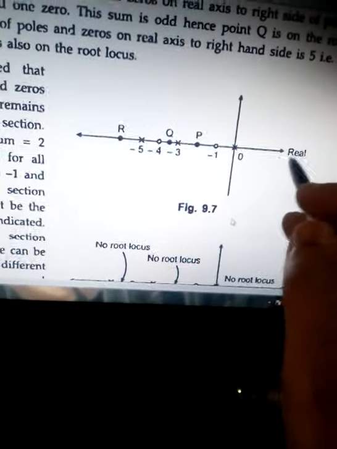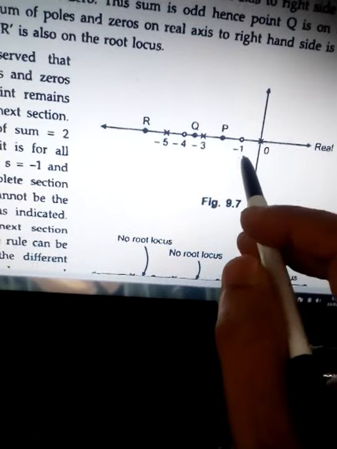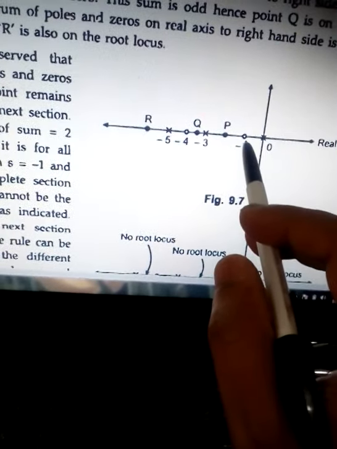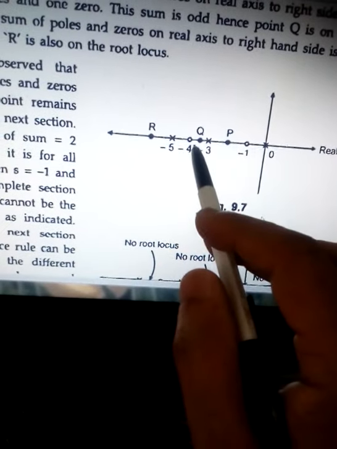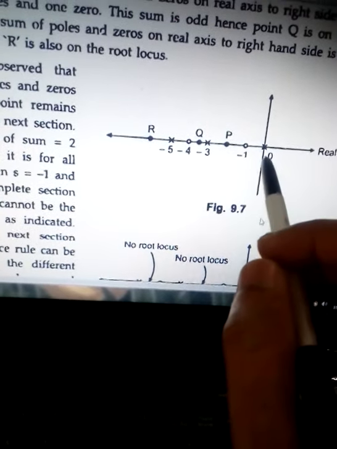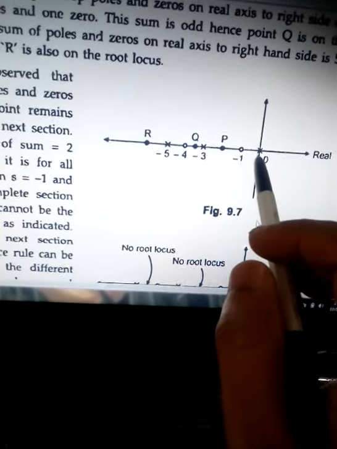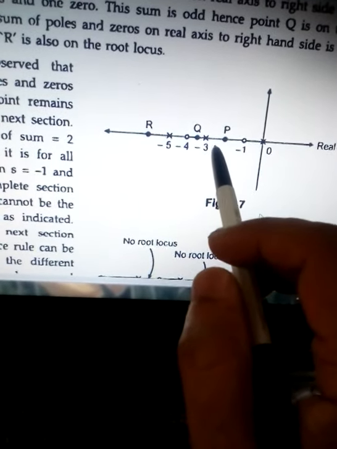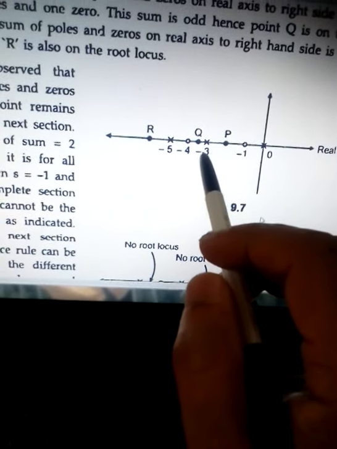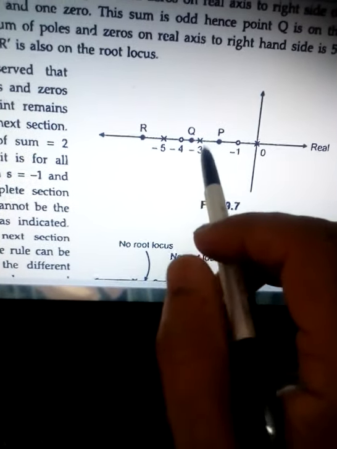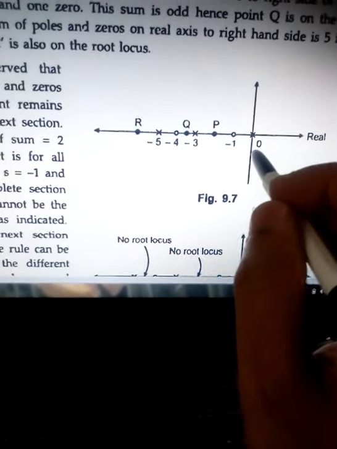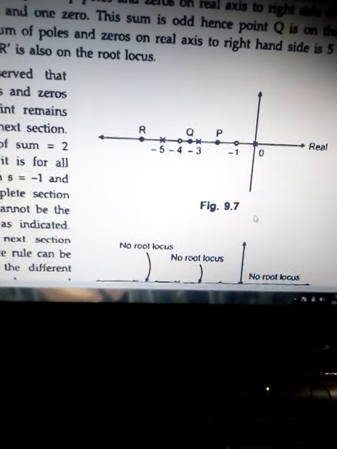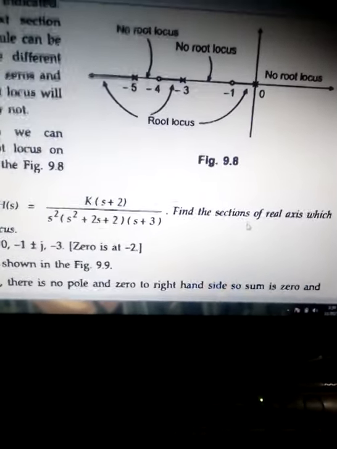So this is the s plane. I got 2 zeros here, s equal to minus 1 and minus 4. And what about poles? I got 3 poles: s equal to 0, then the second pole at s equal to minus 3, and minus 5. Next, we need to check where exactly the root locus lies. You can check over here.